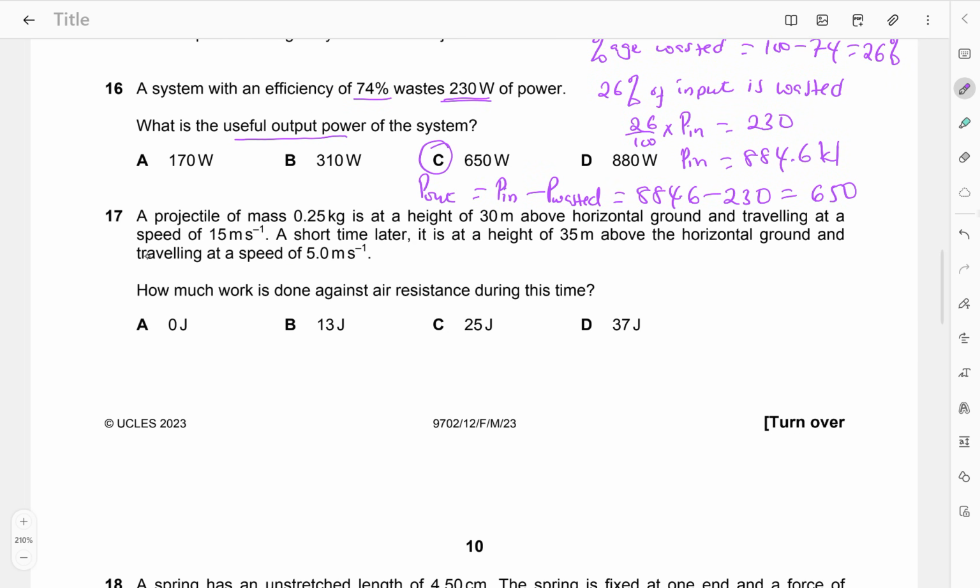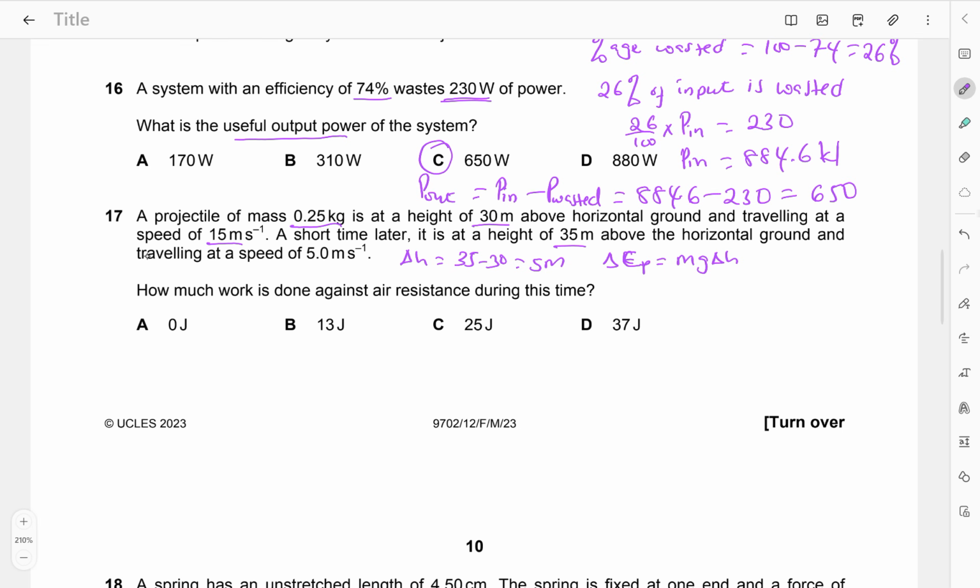A projectile of mass 0.25 kilograms is at a height of 30 meters above the horizontal ground and traveling at a speed of 15 meters per second. A short time later, it is at a height of 35 meters. So there has been a change in height. The change in height is simply 35 minus 30, which is 5 meters. That means the change in gravitational potential energy is mg times the change in height h.